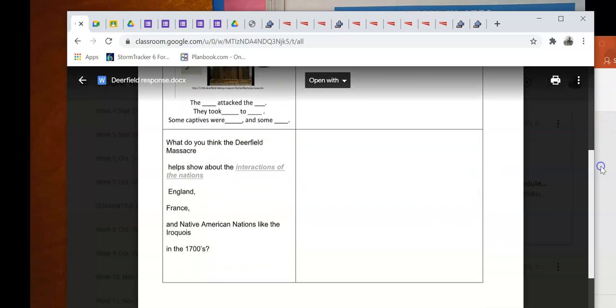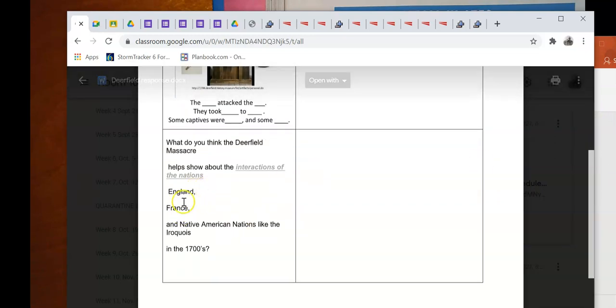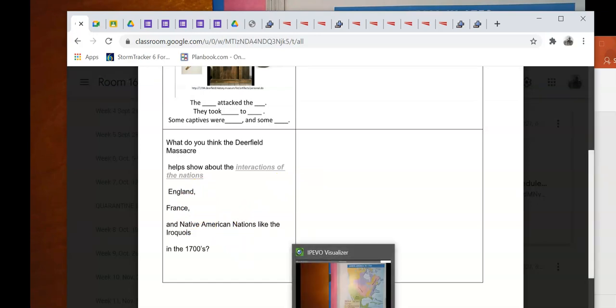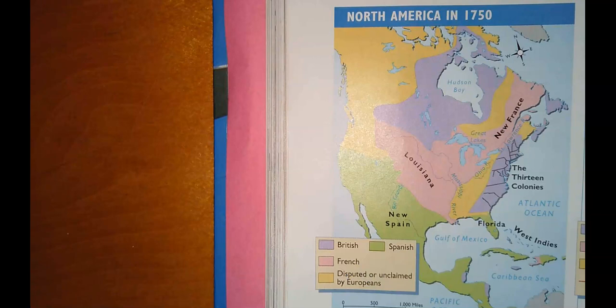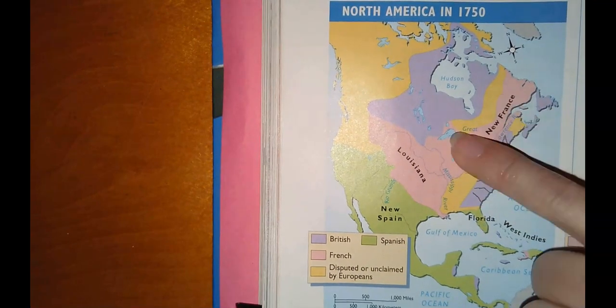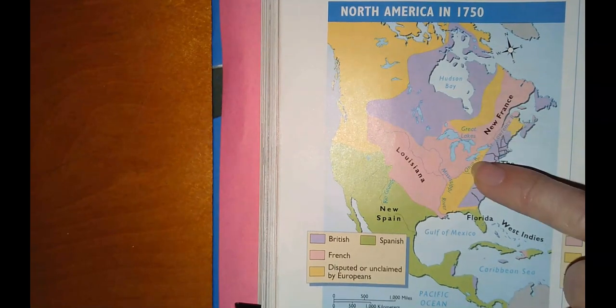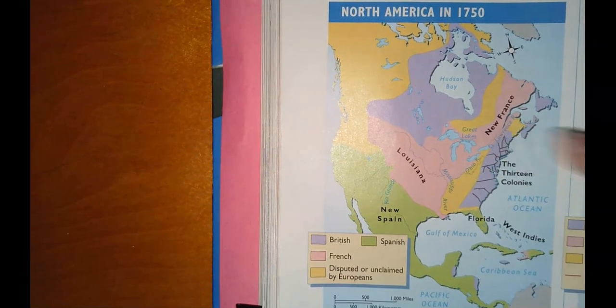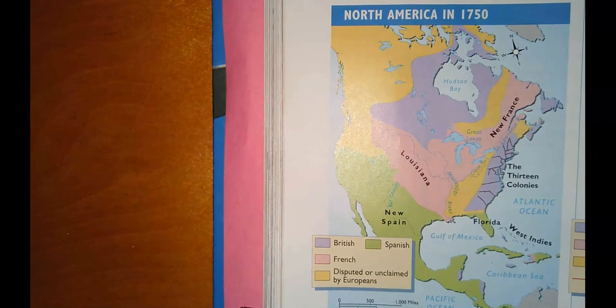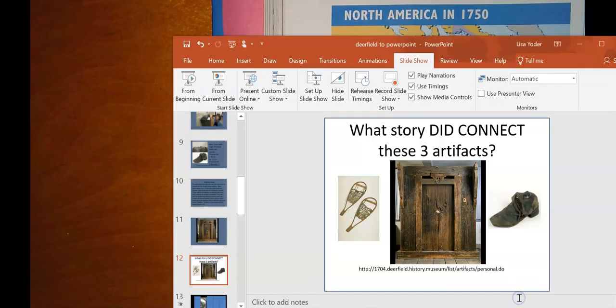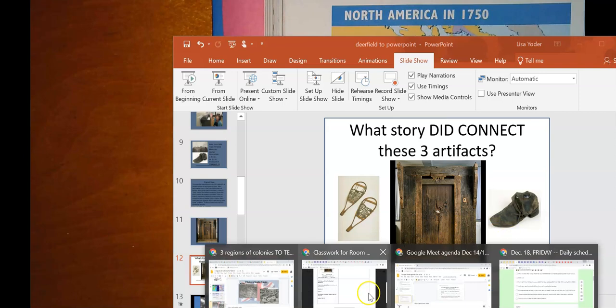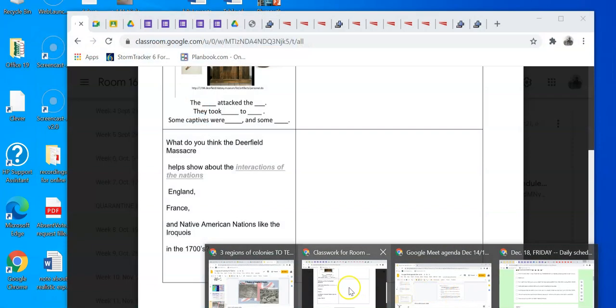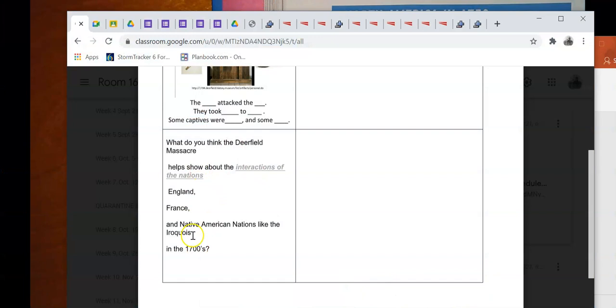This last part of the question, all right: what do you know about the way England and France and the Native American nations interacted with each other? England and France, disputed area. Native Americans lived in all this land. So what do you think this shows you about how those 3 groups interacted with each other in the 1700s?